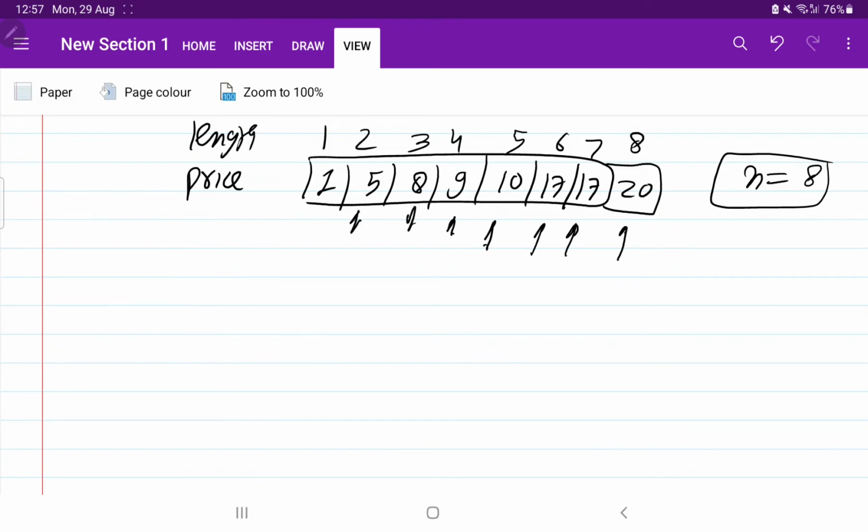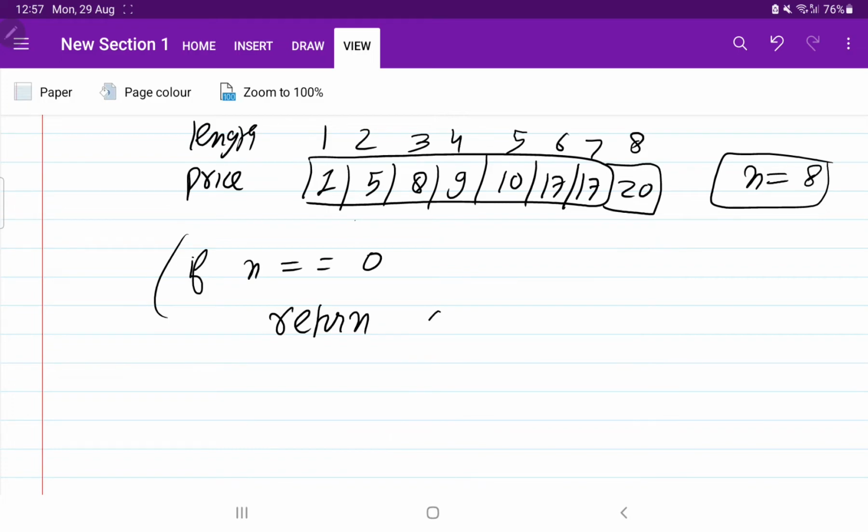Once the decision is over on every element, then we should return the solution. It means if n equal to 0, if the length of the rod becomes 0, means you have taken the decision on every element, what you are going to do, return 0. Or you can think like this, if the size of rod is 0, what is the profit you are going to get? No profit, my dear friend, no profit we are going to get. It means if n is equal to 0, we are going to get 0, right?